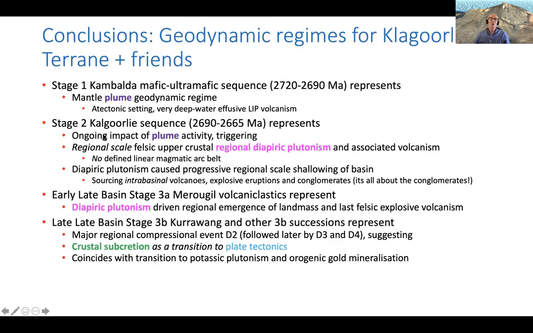So in summary, stage 1 Kambalda sequence geodynamics is dominated by vigorous plume activity, which continued into stage 2 Kalgoorlie sequence time that generated regional diapiric plutonism and volcanism. Probably also continued into stage 3A, that is Maroochal time in the late basin time period, represented by regional emergence of the landmass and the last felsic explosive volcanism.